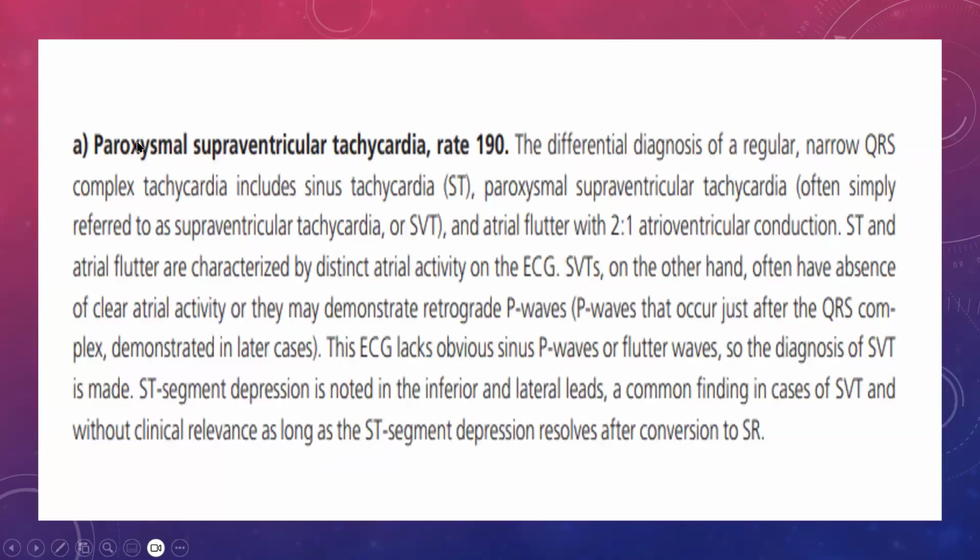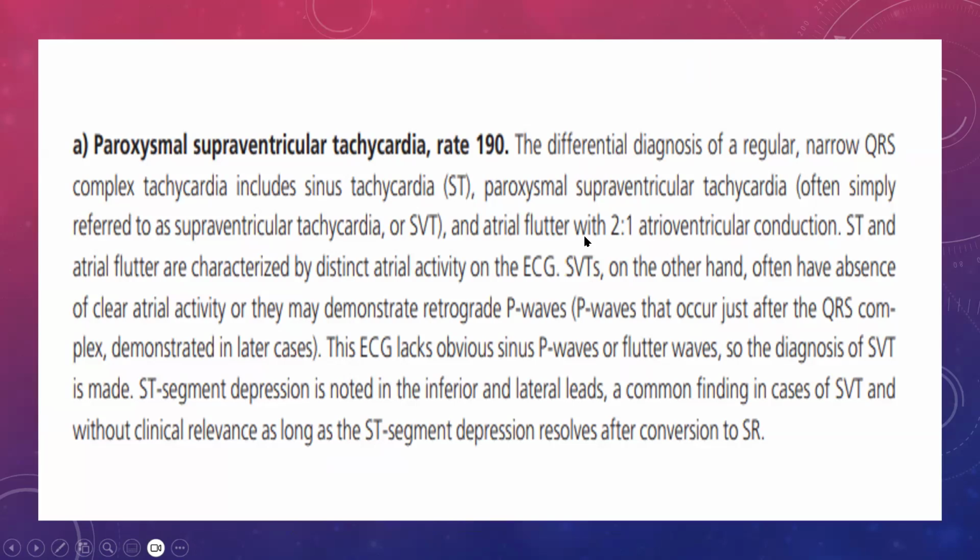In this case, this is just the answer to what we had seen. We had a paroxysmal supraventricular tachycardia, which is another word for a supraventricular tachycardia, at a rate of 190. The differential diagnosis of narrow QRS complex tachycardias includes sinus tachycardia. Sinus tachycardia generally, like I told you, is not over 150. It's normally just referred to as SVT.